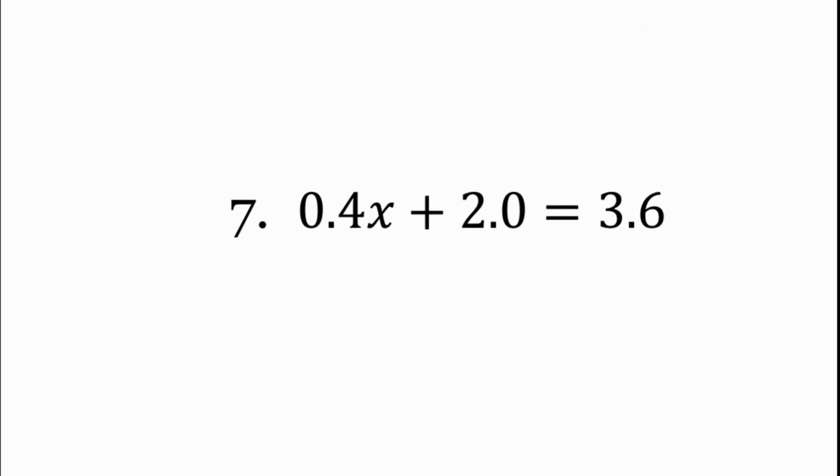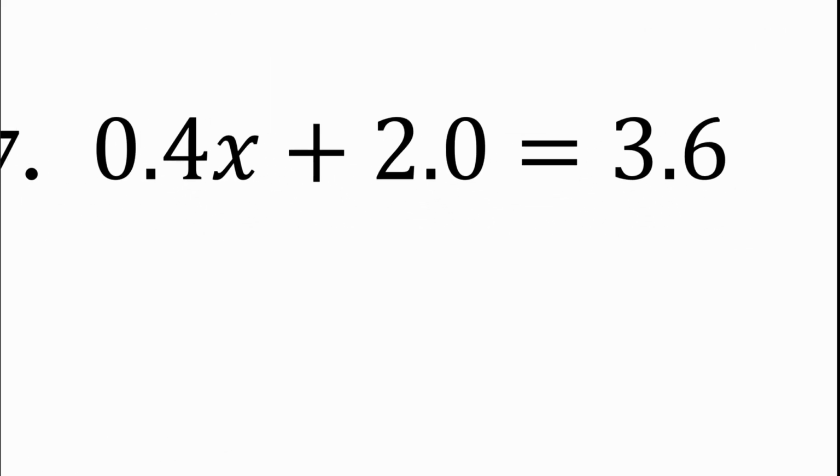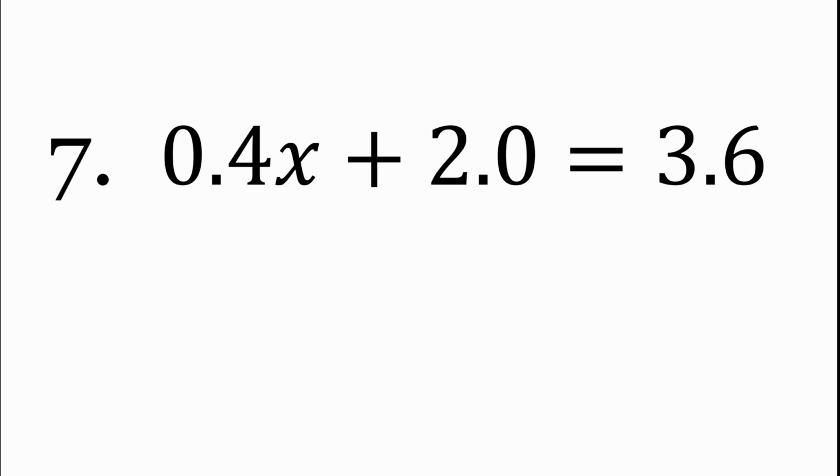Let's look at this question, question number 7. I'm starting with the equal sign. This is your left hand side, and this is your right hand side. On your left hand side you have this particular part of the equation, and on the right hand side you have 3.6. So my first step is to move the 2.0 to the right hand side. Once this constant part moves to the right hand side, what is remaining on the left hand side?